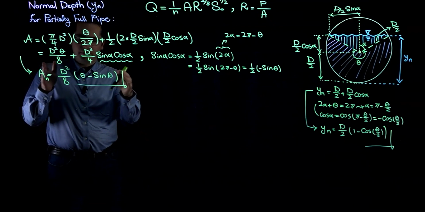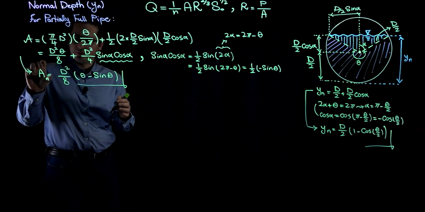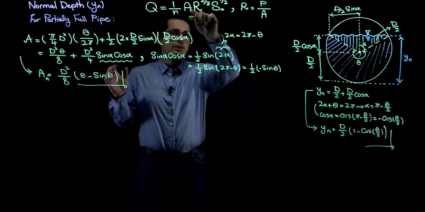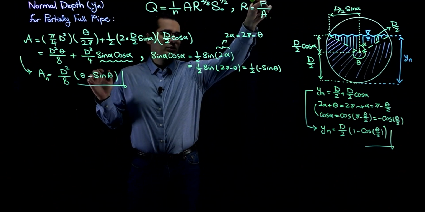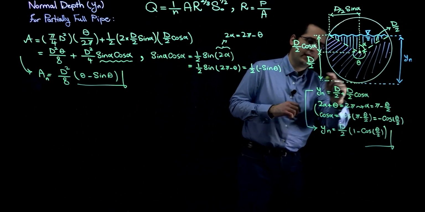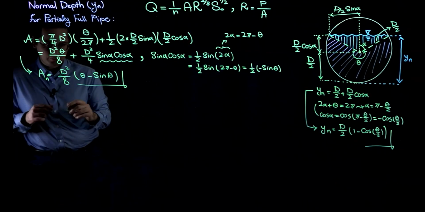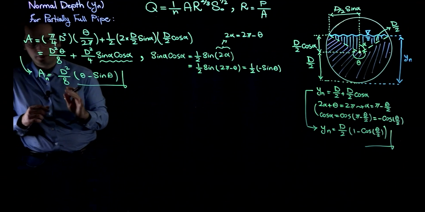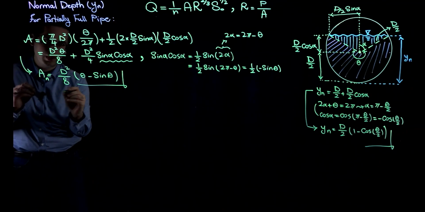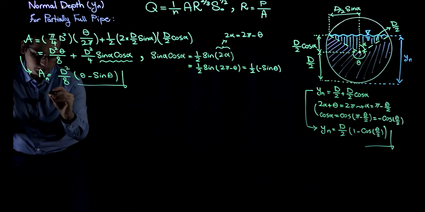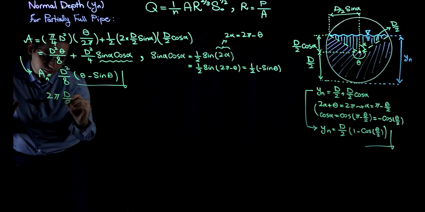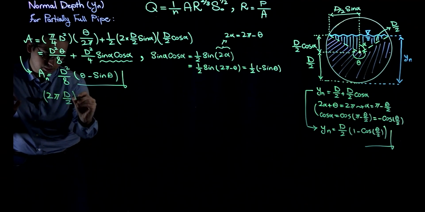Now that I have the value of a sub n, or the area of flow for normal depth, I can put it over here. But before that, I need to calculate P, or wetted perimeter. Wetted perimeter is this length, the wetted length. To calculate that, first of all, if I ask you what would be the perimeter of this circle, you would tell me that it would be 2 pi r, and r is the radius. So it would be 2 pi r, where the radius is the diameter divided by 2, right? This is the perimeter of the entire circle.